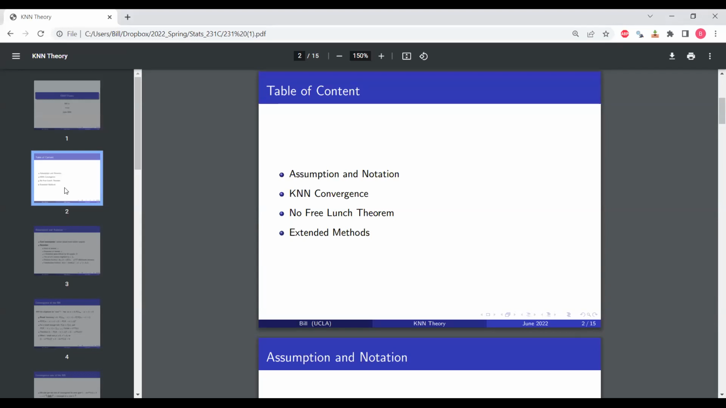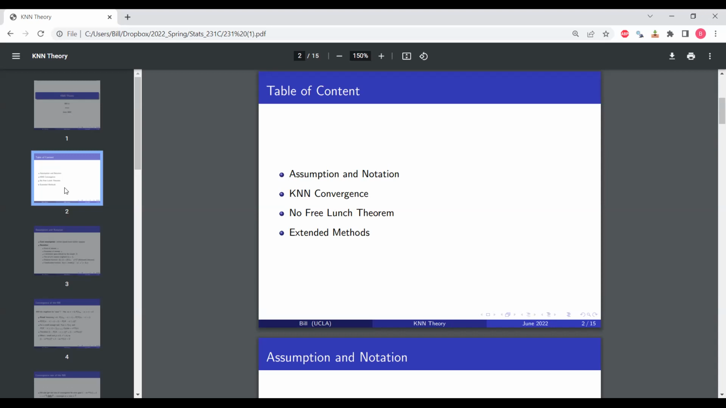So during this talk, I'll go over four main parts. First, I'll set out the assumptions and notations for the algorithm that we're using. Thankfully, because of how simple KNN is, this won't take long. Then I'll be talking about KNN convergence, and then I'll be introducing something called the no free lunch theorem, or the NFL theorem. I find it really funny because it's like the National Football League.